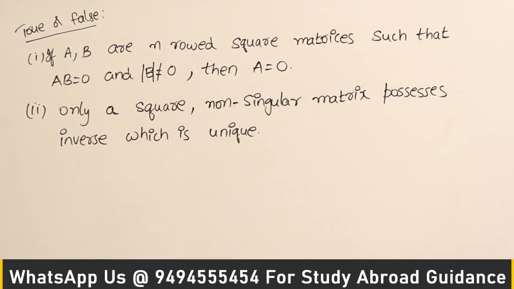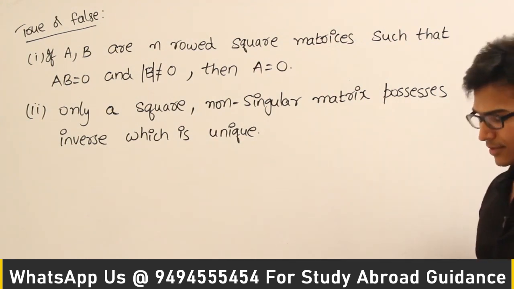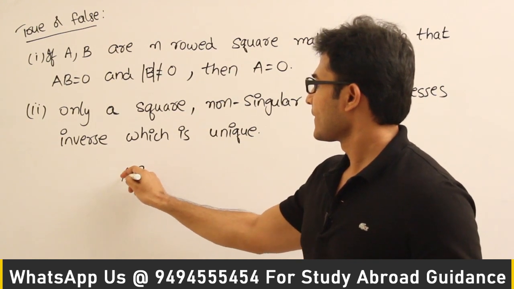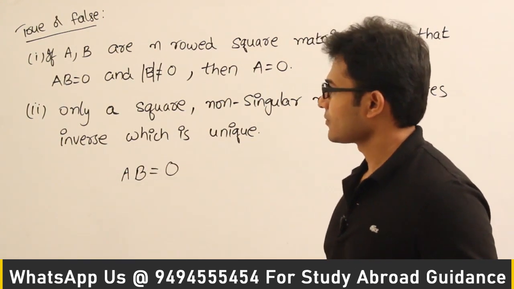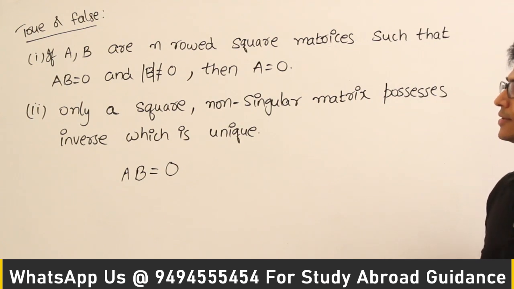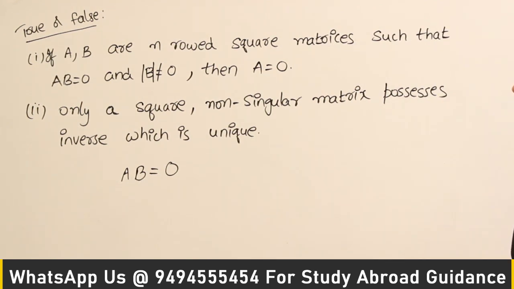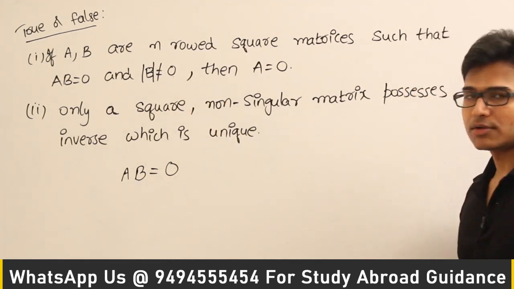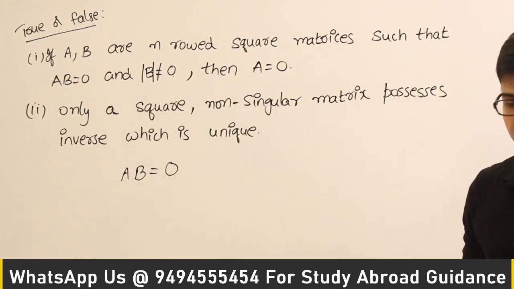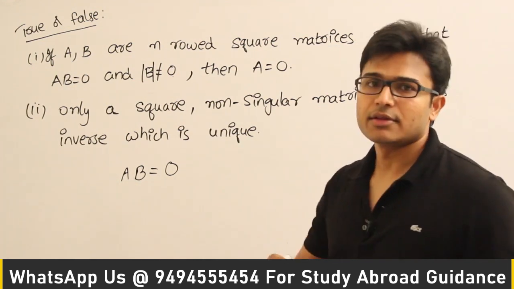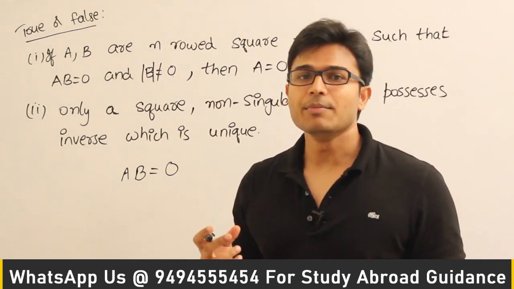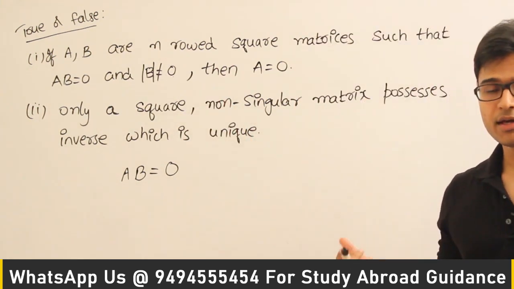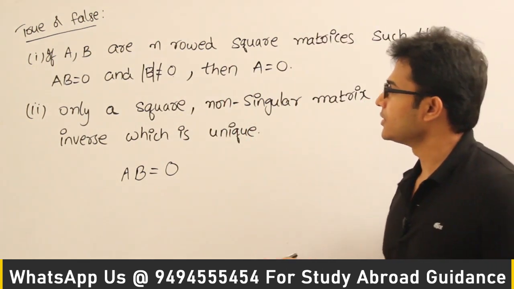Let's see this. They are saying that A and B are two matrices in such a way that AB is equal to null matrix, a matrix containing all zeros. And they are saying that det B not equal to 0, which means B is a non-singular matrix. And we know that whenever a matrix is non-singular, the inverse exists. Therefore, B inverse exists. So, under that assumption, I can multiply both sides with B inverse.